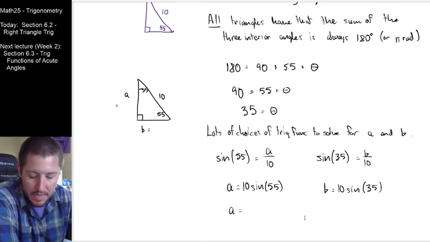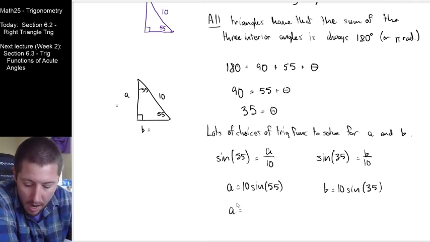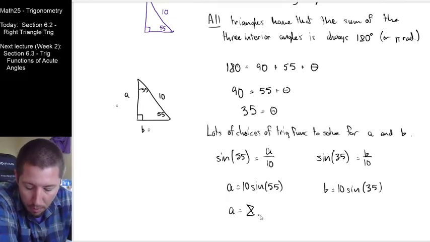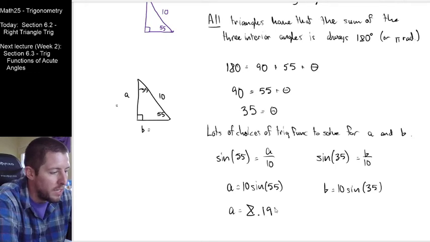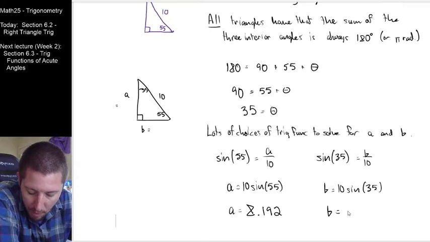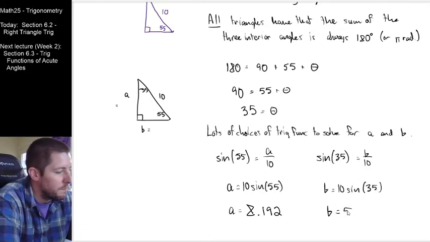What I'm seeing in my calculator for my decimal approximations here, and yours should be matching this too, I'll go 3 decimal places here. I'm seeing for A, 8.192 if I'm rounding to 3 decimal places. For B, I'm getting 5.736.